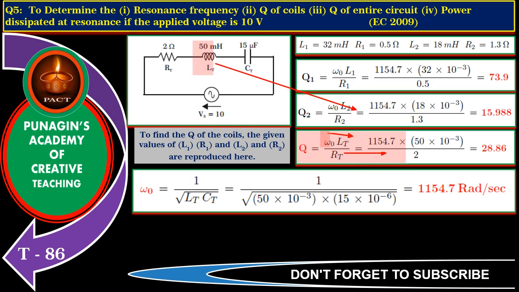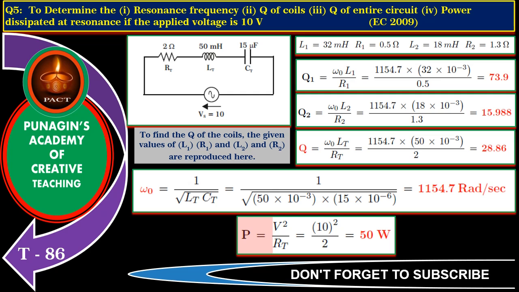And Q of the entire circuit, Q is equal to omega naught into LT divided by RT. By substituting the values and solving, we get Q is equal to 28.86. Finally, we know power absorbed P is equal to V square divided by RT. By substituting the values and solving, we get P is equal to 50 watts. Very interesting and simple, isn't it?